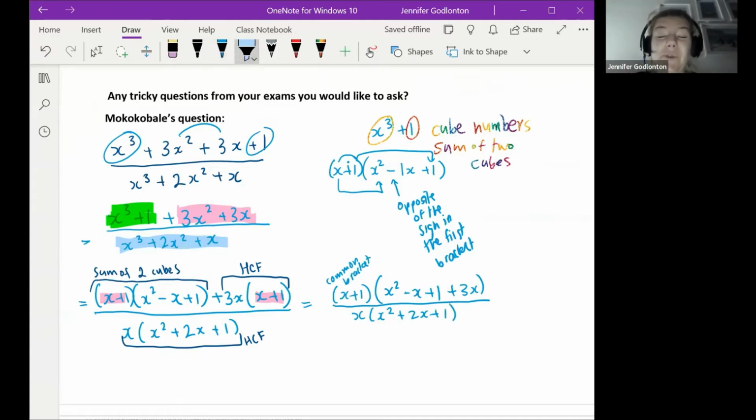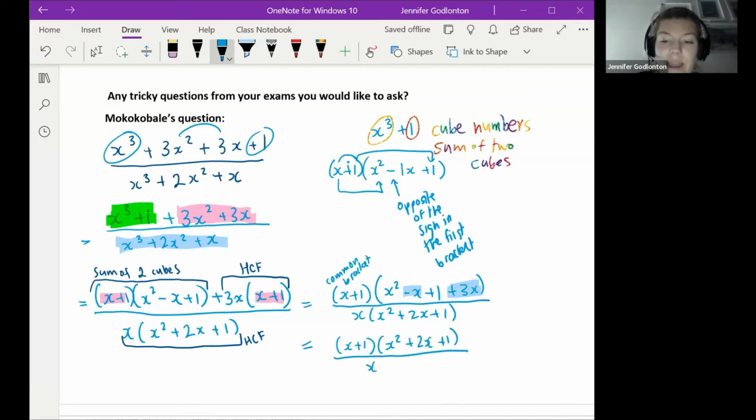And now this is where it becomes quite pretty, because in this bracket, this minus x and this 3x become 2x, so we get x squared plus 2x plus 1, all over x squared plus 2x plus 1. And so now this is going to cancel with this. And so my final answer is just x plus 1 over x. And that is your question, Mokubale.